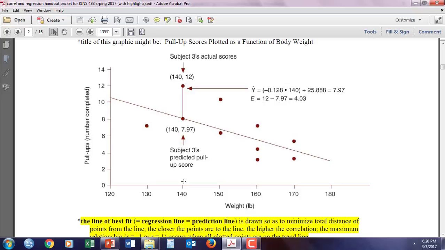And you'll see here that in the case of subject number 3, he was 140 pounds. And based on the data from the group, we would predict, based on what happens with this line, that he would do close to 8 pull-ups. But you can see he kind of surprised us all. He actually did 12 pull-ups. So you can see that the error in his particular score, the error in a score for a single individual, is their actual score minus the predicted score, which gives us an error of about 4.03 pull-ups.